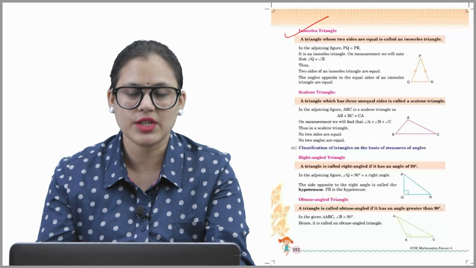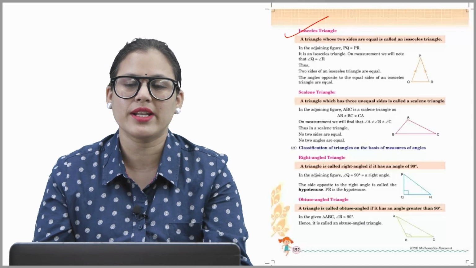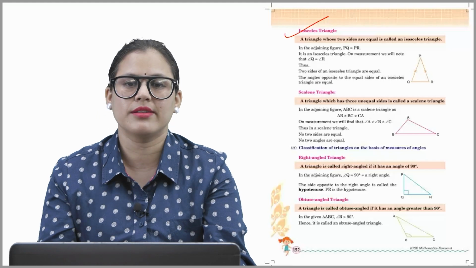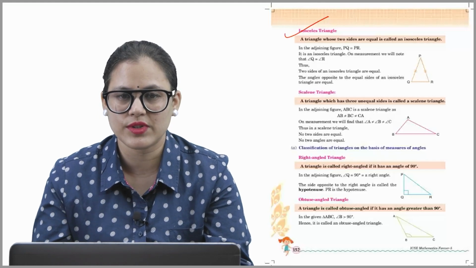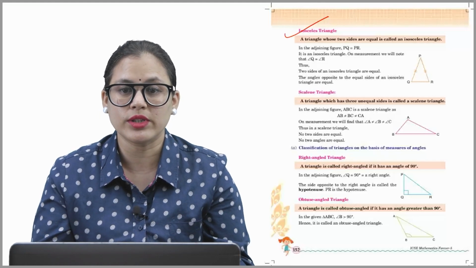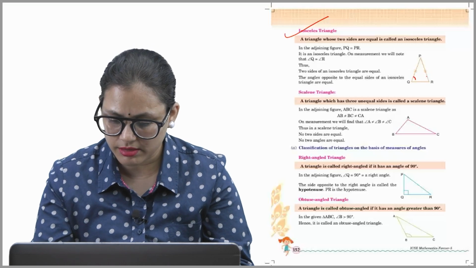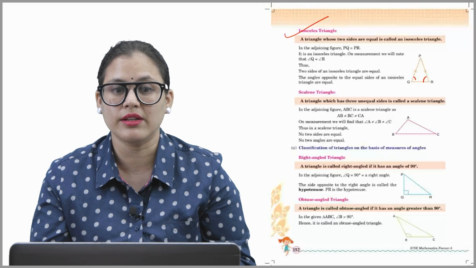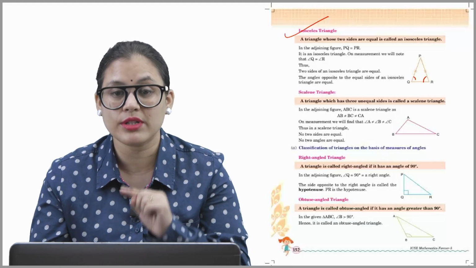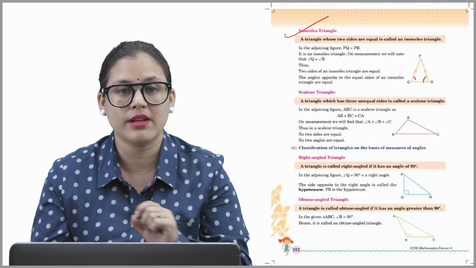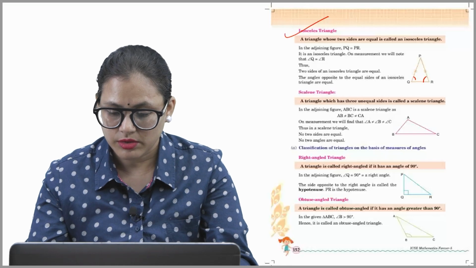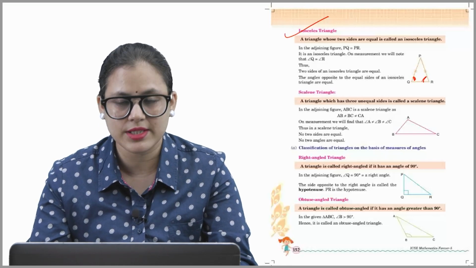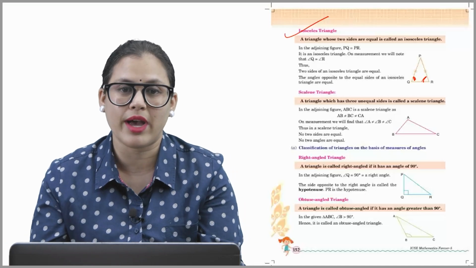Isosceles triangle. A triangle whose 2 sides are equal is called an isosceles triangle. In the adjoining figure, see, PQ and PR are equal. It is an isosceles triangle. On measurement, we will note that angle Q and angle R are also equal. Thus, 2 sides of an isosceles triangle are equal and the angles opposite to the equal sides of an isosceles triangle are equal. For example, this angle is opposite to this side and this angle is opposite to this side. So these two sides are equal, and these two angles are equal.